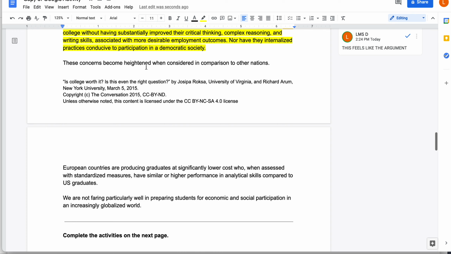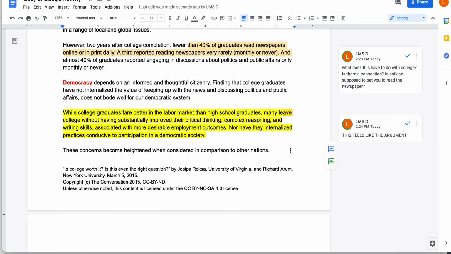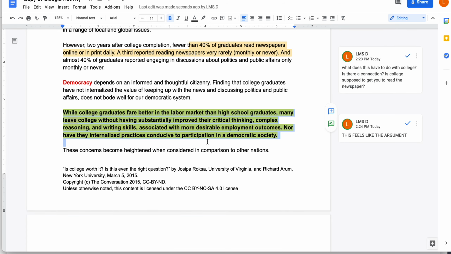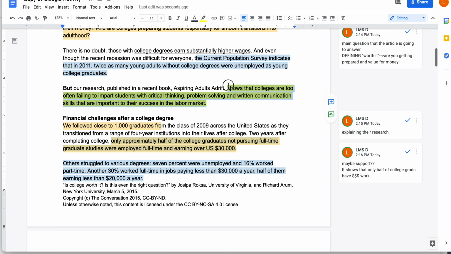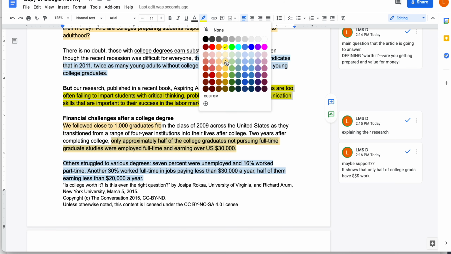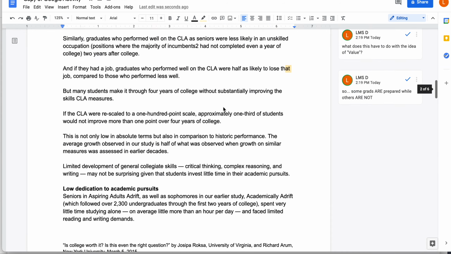These concerns become heightened when considering comparison to other nations. We're not faring particularly well in preparing students in an increasingly globalized world. Okay, so this is a weird article, it seems, because this right here feels a lot more like the main argument even than this. So I'm going to come back through here. I'm going to make this a lighter color so that I can find it, but it's not the main argument.